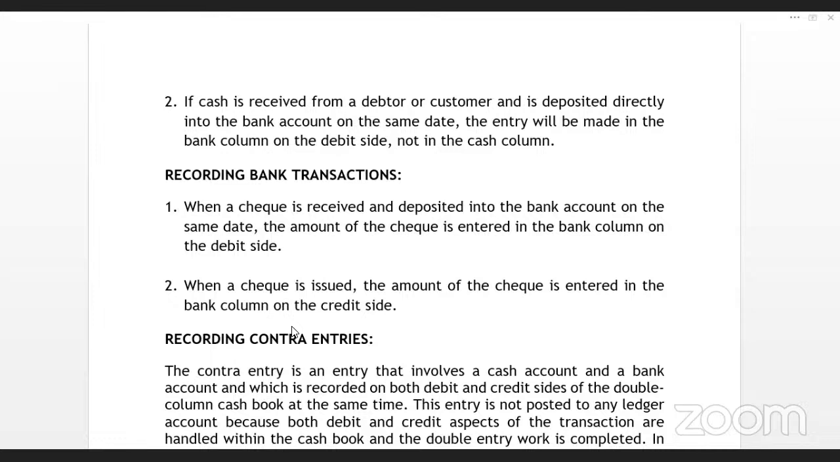When a check is issued, the amount of the check is entered in the bank column on the credit side. So if you issue a check, you record that amount in the bank column on the credit side. From recording bank transactions, we now move to what we call contra entries.